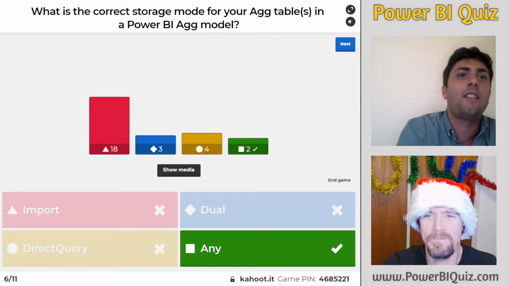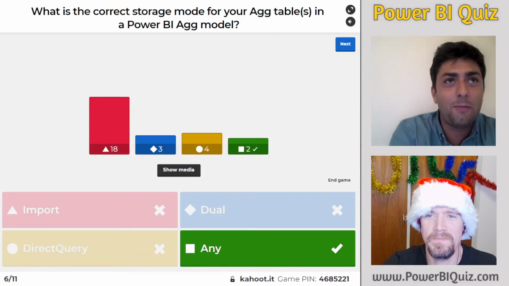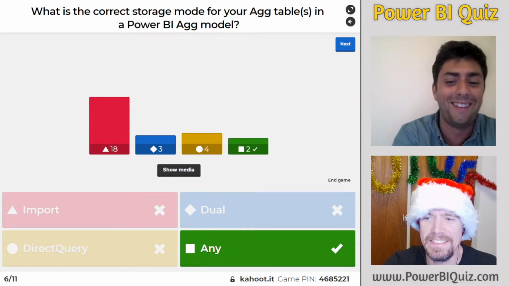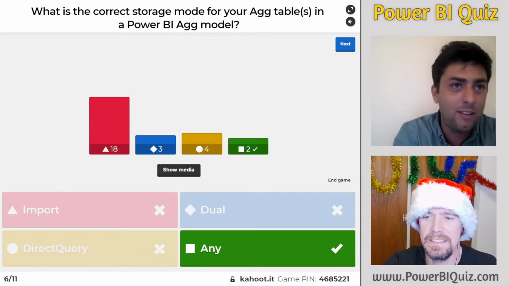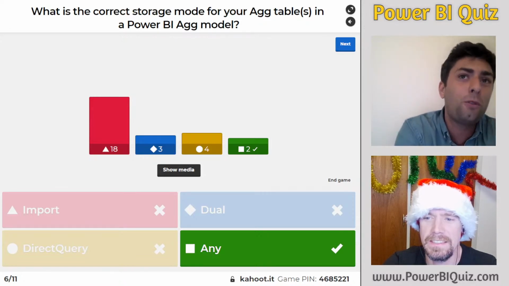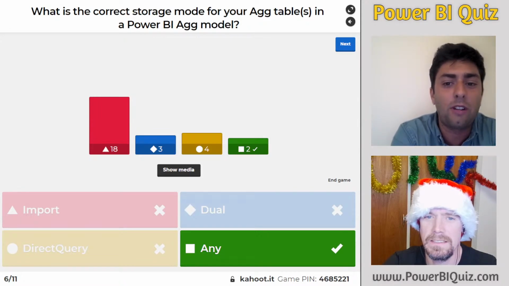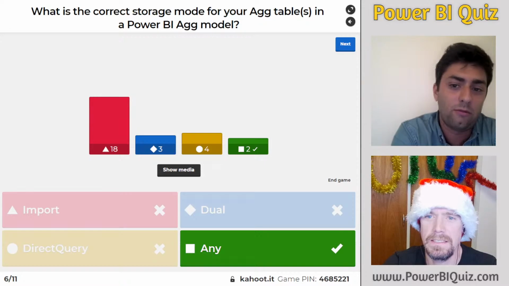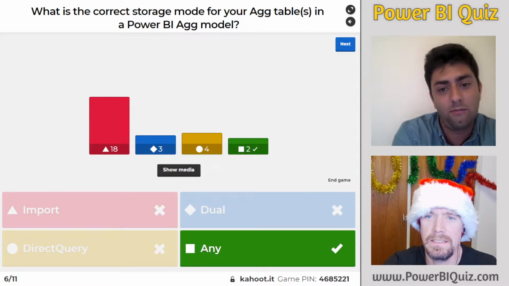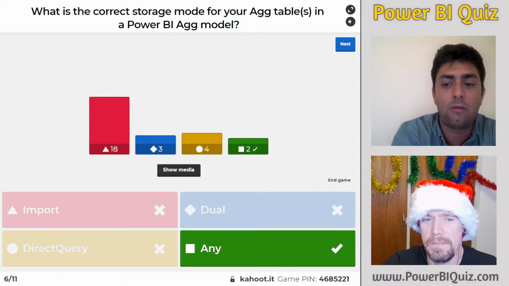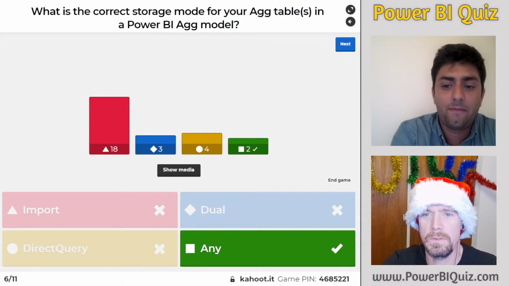It's not because it's possible that you should do it, right? Keep in mind that import mode should be the storage mode by default that you use in any project. And if you use Power BI aggregations, make sure to store your aggregated tables in import mode, even though technically you can set them in direct query. And you could also set it in dual mode, but why would you?